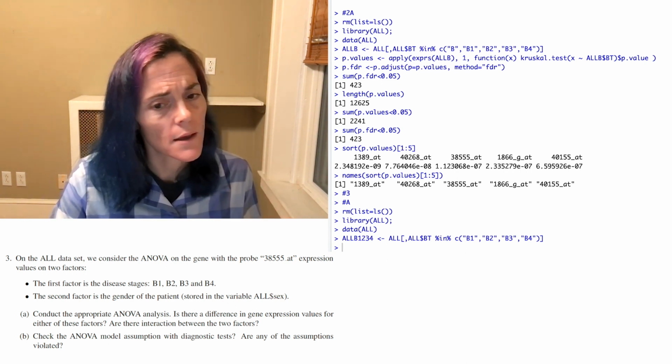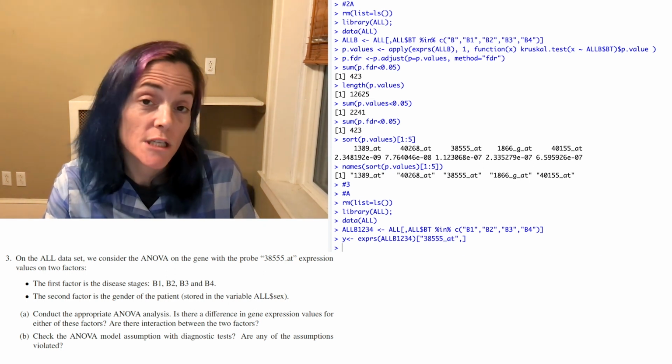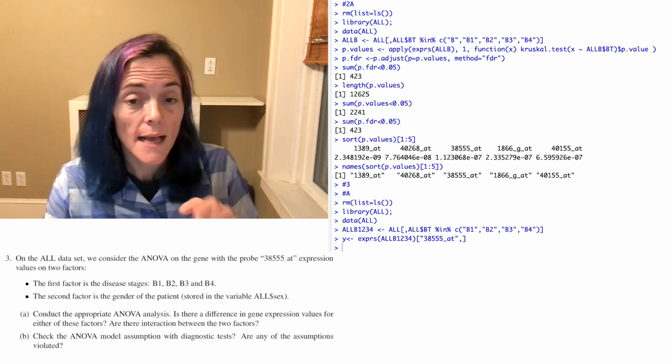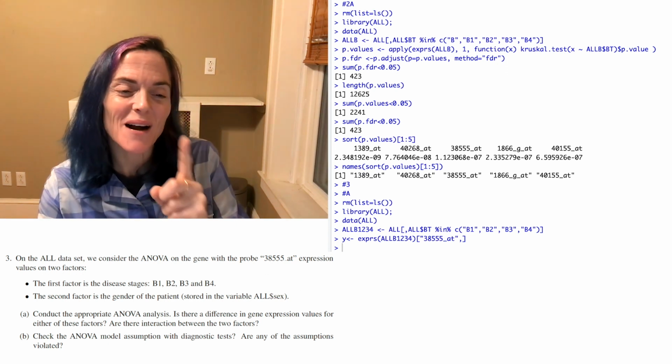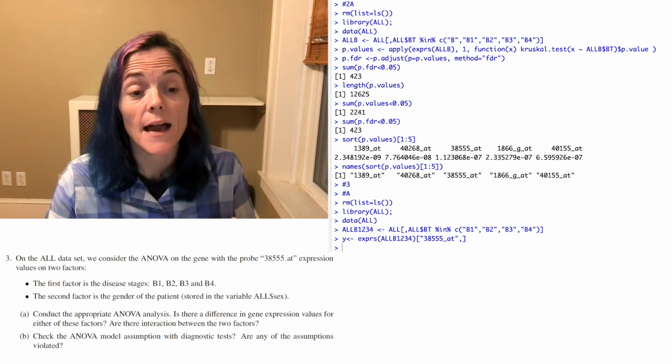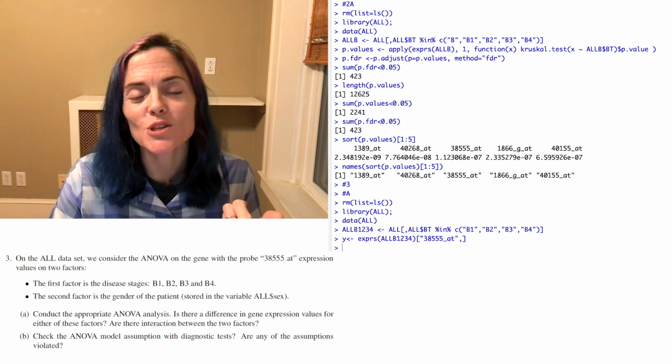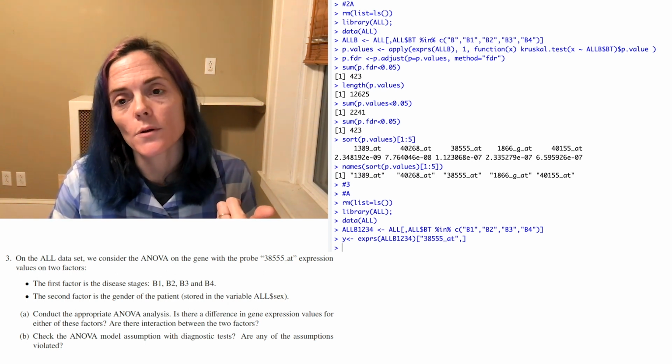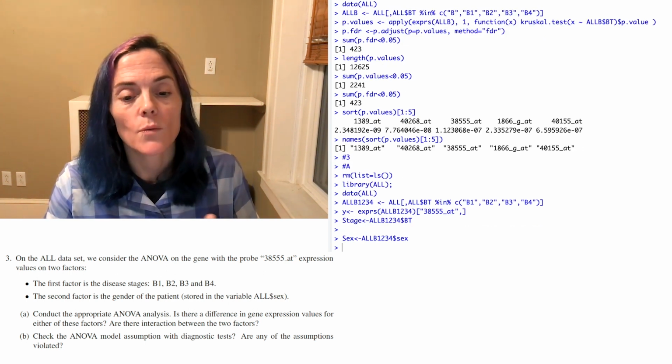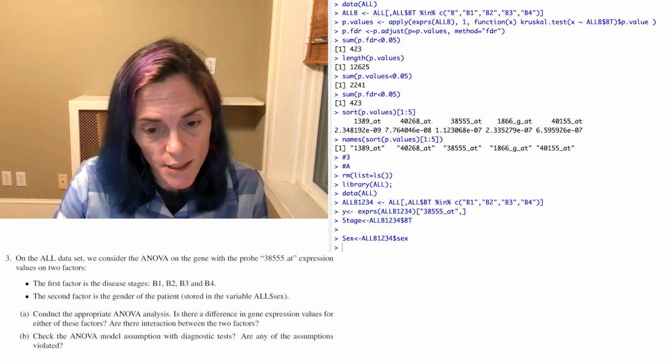Okay, we have the expression values for the gene of interest. Now, as I mentioned, first factor, we have B1, B2, B3, B4. The second factor is the gender. So let me store my two factors into variables. We have stage and we have sex for gender.